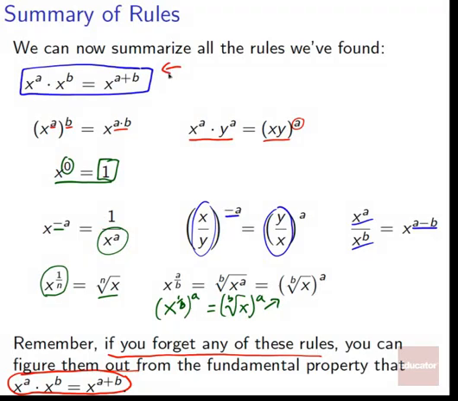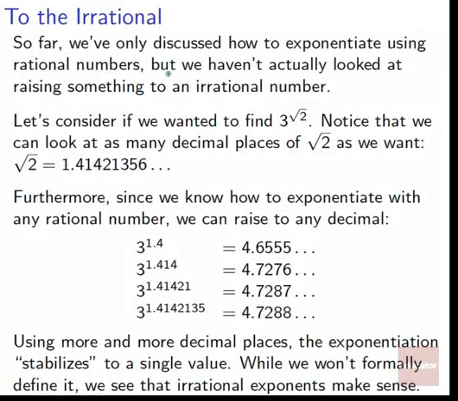All right. Final idea, what if we want to raise to the irrational? So far, we've actually only discussed exponentiation using rational numbers. That's the only thing we've technically dealt with. We've got a over b for any a and b, but we haven't dealt with what if it can't be expressed as a over b, like root 2. So what if we want to raise something to an irrational number? Let's say we want to look at 3 to the root 2.